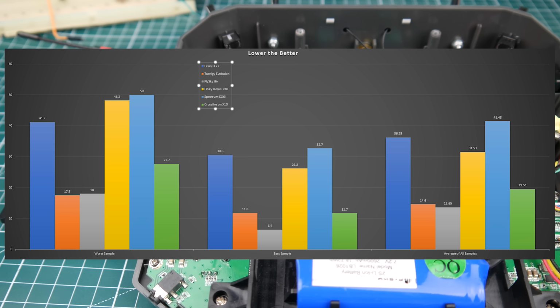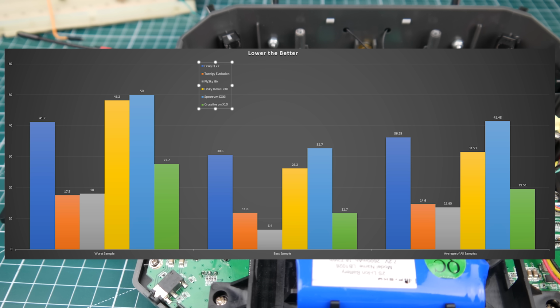And as you can see, we have the average of the FlySky and the Turnigy Evolution, which are the orange and gray. They're still five to six milliseconds faster than the Crossfire. So it's not the fastest, but it's competing with the Turnigy Evolution and the FlySky's latency, which is just insane. The cheapest transmitters are the fastest transmitters. And just looking at this, there's something to take note of.